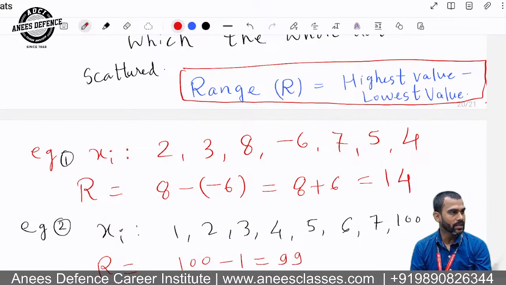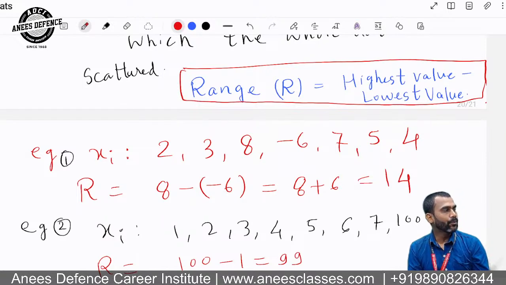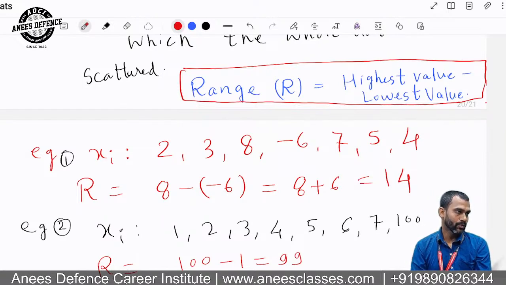Yes or no? Just because of one data, it is giving not very accurate information. Its length is 10, I can say, or 7 or 6. But just because of one data, it is giving not very accurate information. That is why range is the poorest measure of dispersion. Dispersion means deviation, the difference. So range is the poorest measure of dispersion.